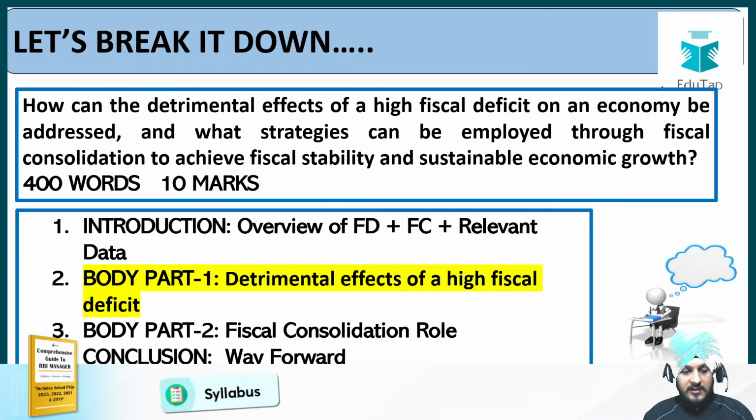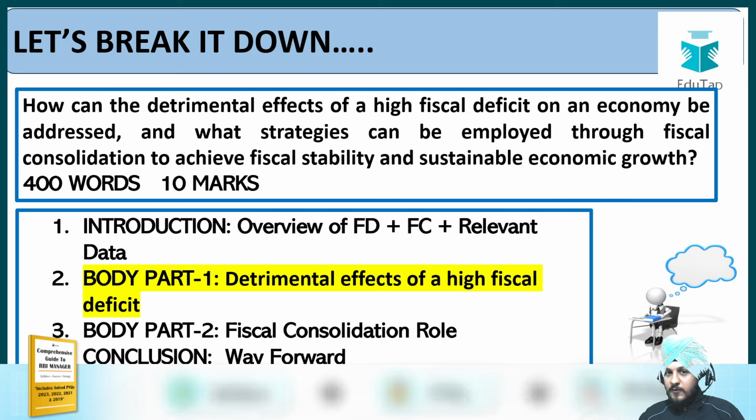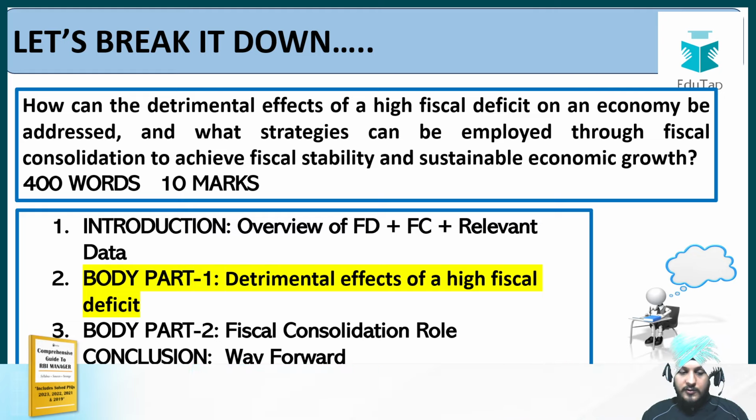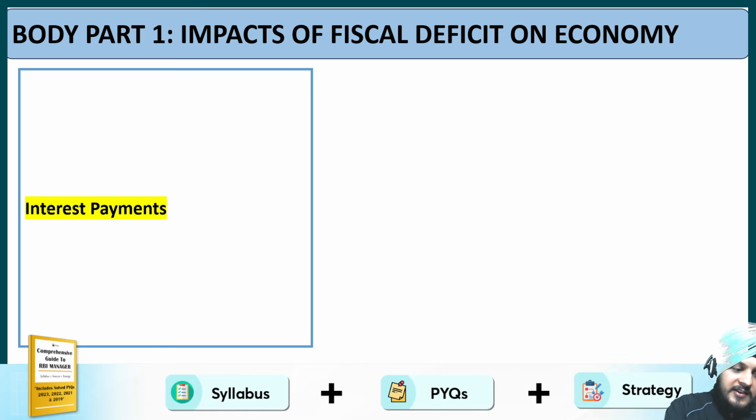Now let us see the body part of the question. We have done the understanding part, the analytical part, and we have understood the different aspects related to it. Now let us see body part 1. What are the detrimental effects of high fiscal deficit? So the first detrimental effect is the interest payments.